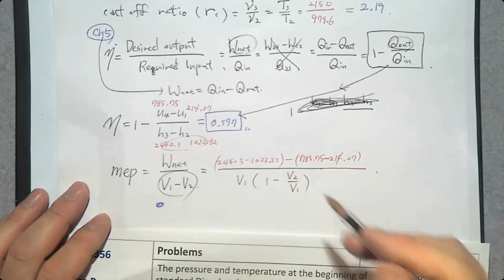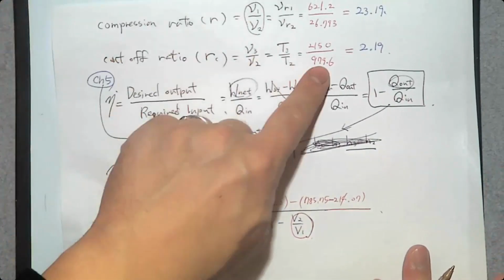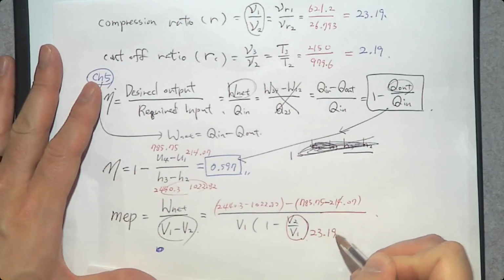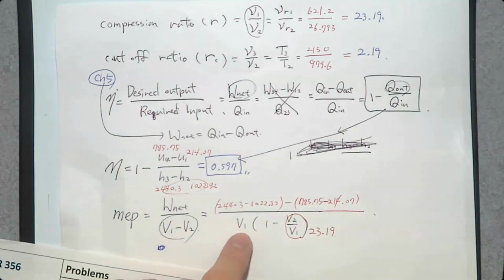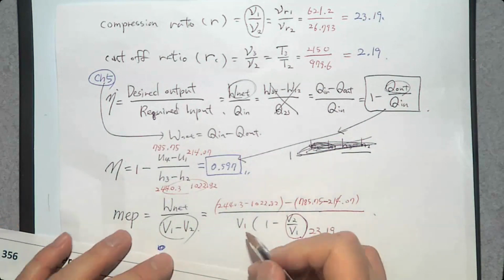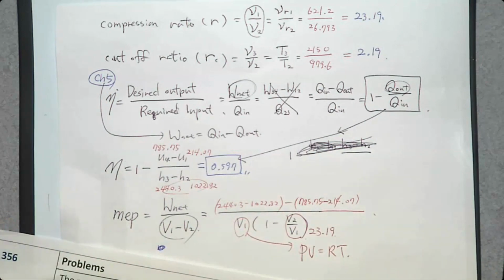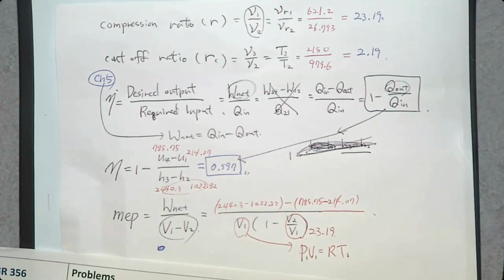Since we already know the compression ratio here, this is 23.19. We just need to find V1. So how can we determine this V1? We can use PV = RT. So P1 V1 is R times T1.